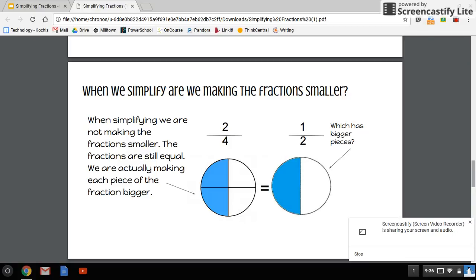So an example is if we are sharing a pizza and have 4 people, you would only get one of these pieces in the fourth. And if you're sharing a pizza with 2 people, you would get half of it. If there's only 2 people there, you would get this much and this much. So you're actually making the pieces bigger.